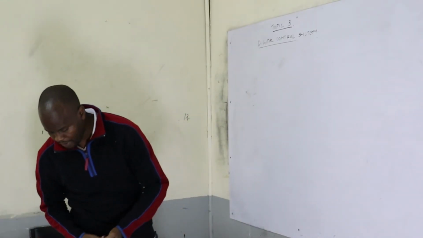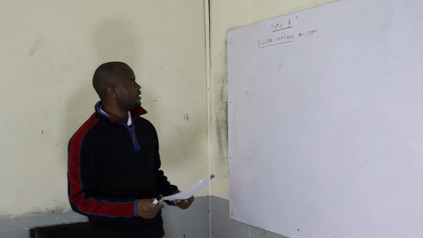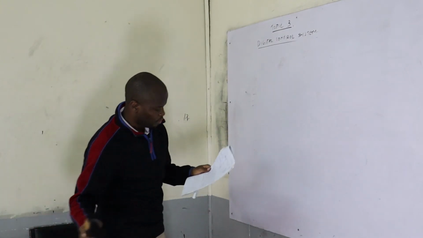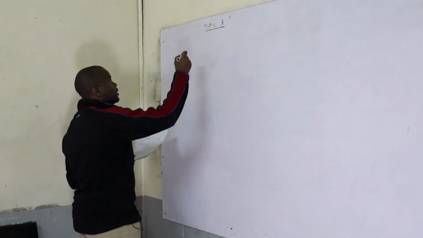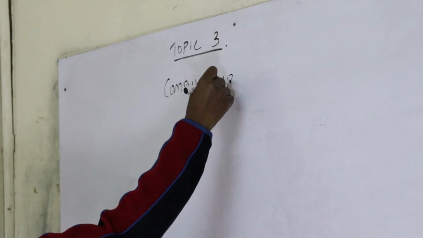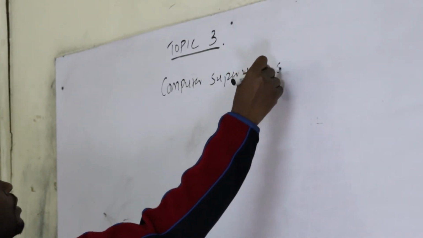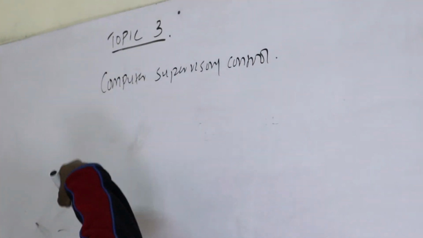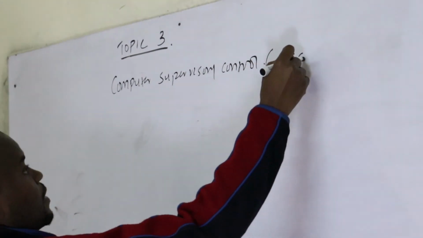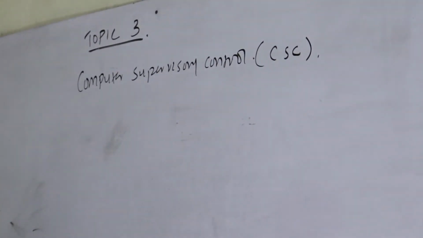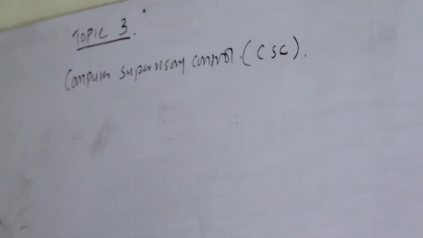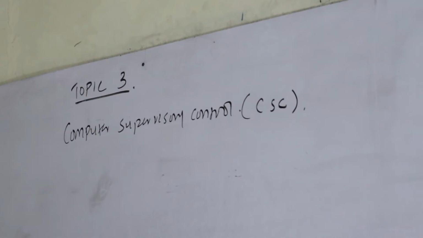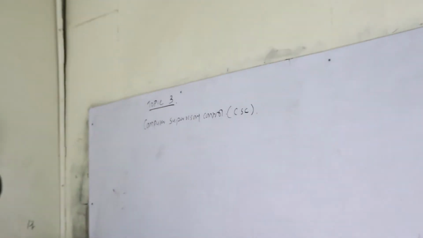Another alternative of using the DDC is what we call the computer supervisory control, CSC. We can talk about it briefly. So when you talk about the CSC, this is an alternative control strategy, and it is always used in microprocessor-based systems.